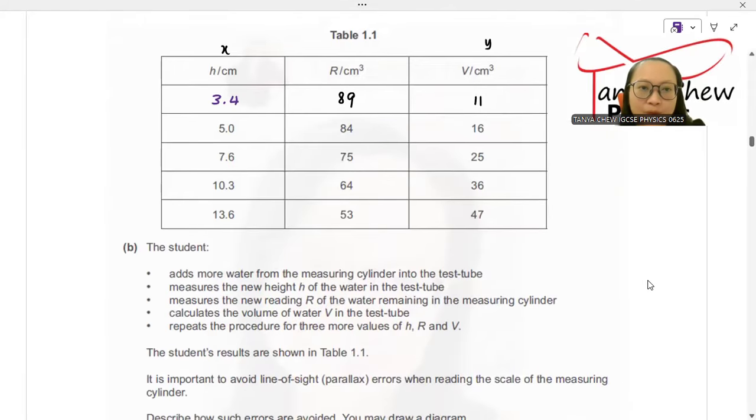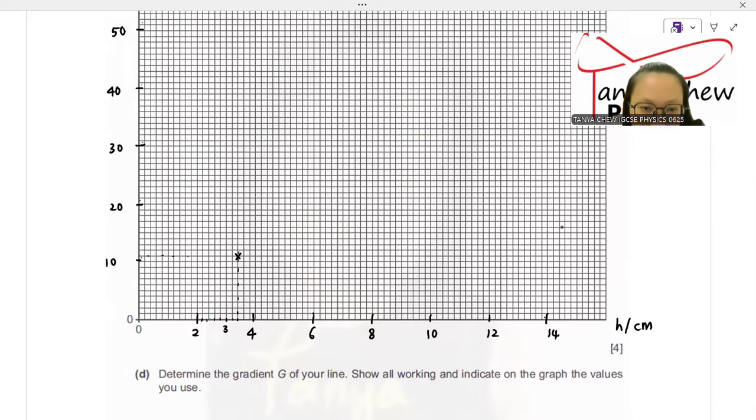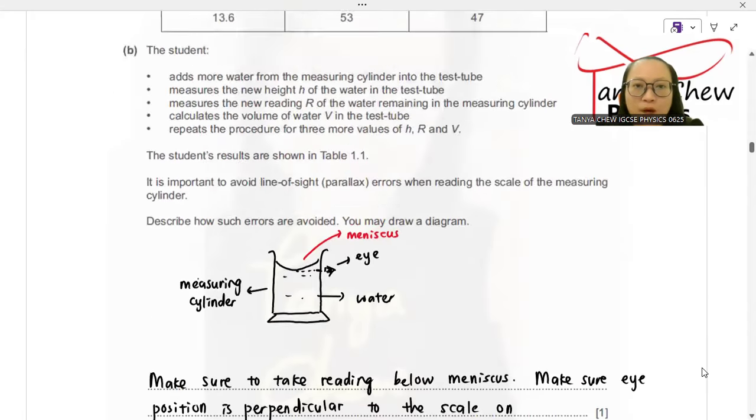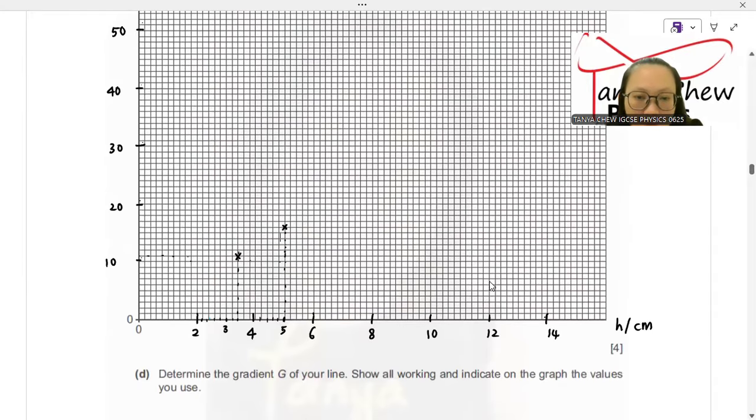And then the second one, when H reading is 5, V reading is 16. Where is the 5? This is 5. And then I need to have 16 right here. Here is 10, 11, 12, 13, 14, 15, and 16 is here. And then the next one, when the reading of H is 7.6, V is 25. This is 7, 7.6 is here. And the V reading is 25. 1, 2, 3, 4, 5 is here. So I'm going to plot that point. Okay, this is the point.